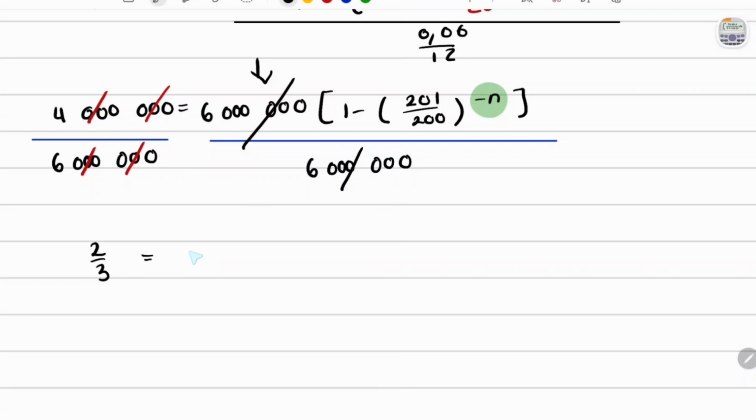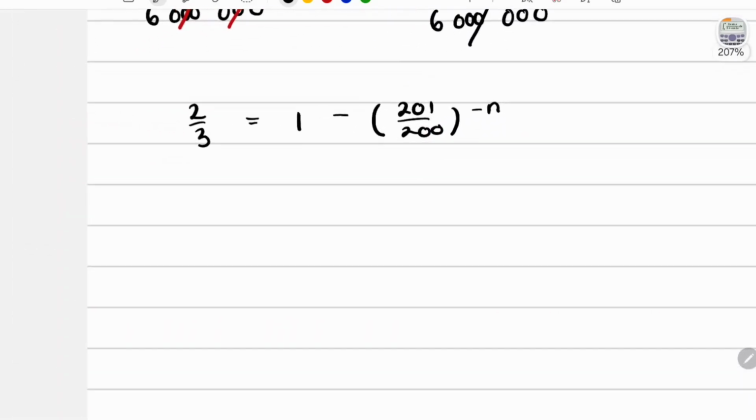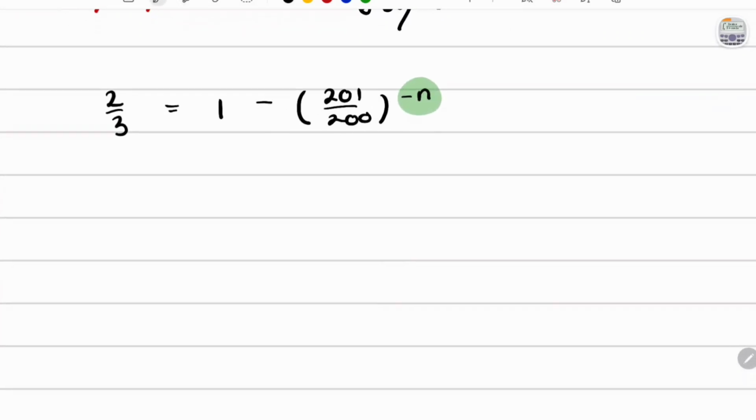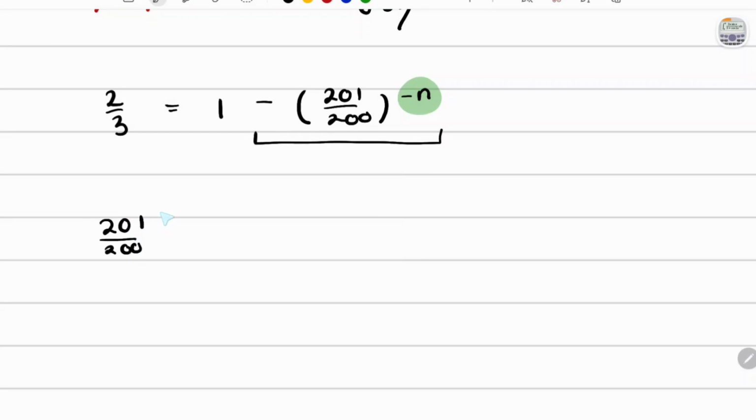Then you're left with 1 minus, in brackets, 201 over 200 raised to the power of negative n. At this point, we're trying to solve for this. Do you see that its base has a negative in front of it? To make this simpler, we take it over so that it becomes positive. So now we have 201 over 200, which is now positive, raised to the power of negative n. That does not change the sign of the negative n. This is an exponent, so it's different.